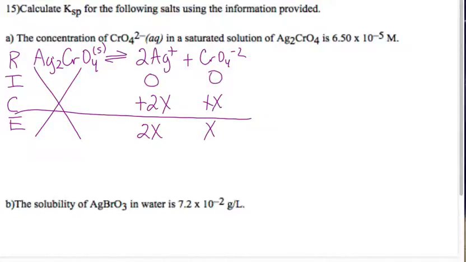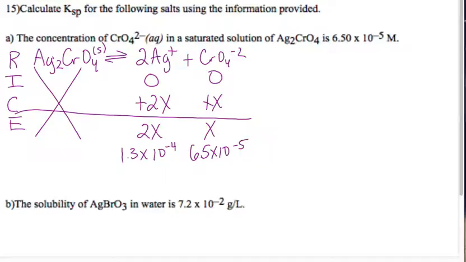So how are we going to solve for KSP? What did they tell us? The concentration of chromate in a saturated solution. When they're saying that, they're saying after the dissolution has happened, when we're at equilibrium, the concentration of the chromate is 6.5 times 10 to the negative 5th, right? So that's X. Now on this side we need 2 times that, so it's 1.3 times 10 to the negative fourth. I just multiplied it by 2.